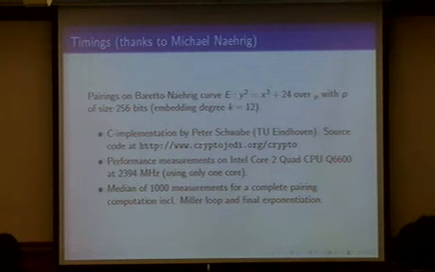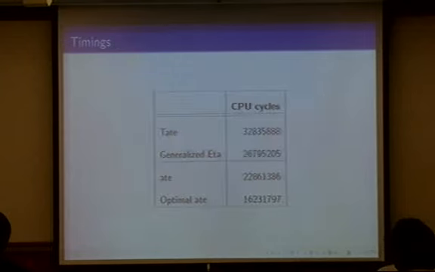And the performance was measured on an Intel Core 2 Quad, but using only one core at 2400 megahertz. The measurements were averaged over 1,000 measurements per pairing. So here is the number of CPU cycles for the Tate pairing. I probably should have put this up here, but I divided it out, and this is what I was telling you. This implementation can do about 100 pairings per second.